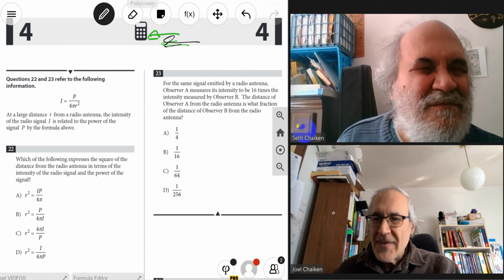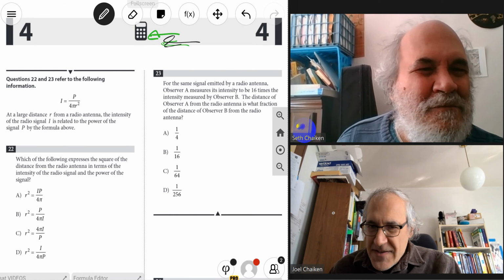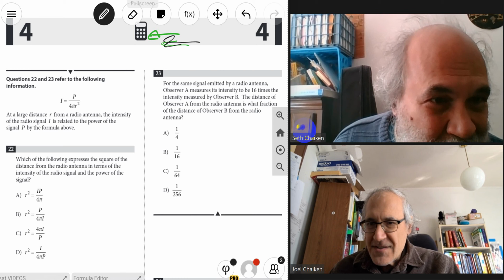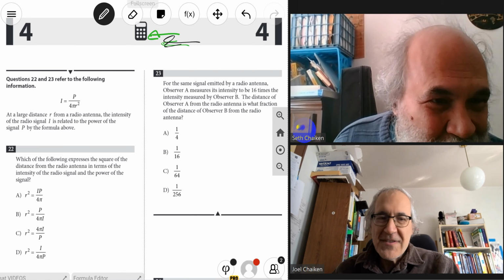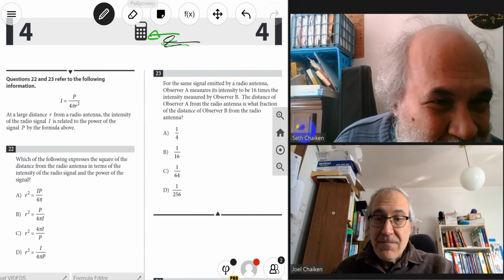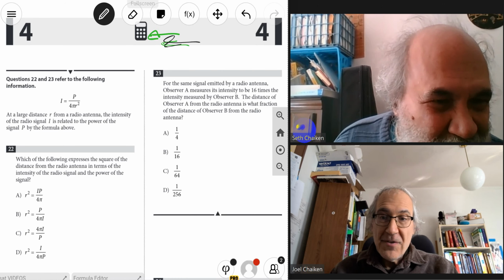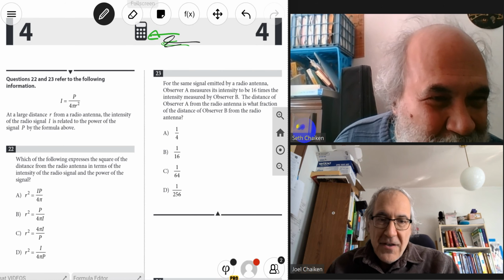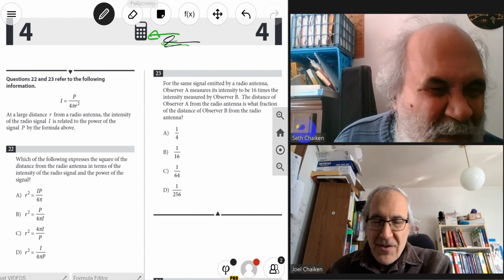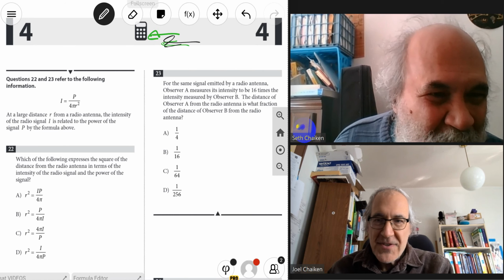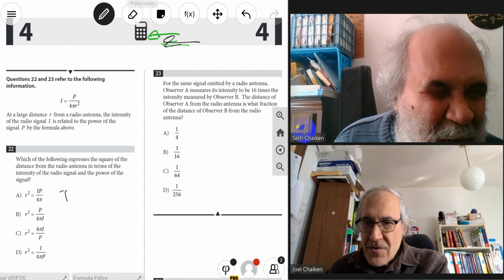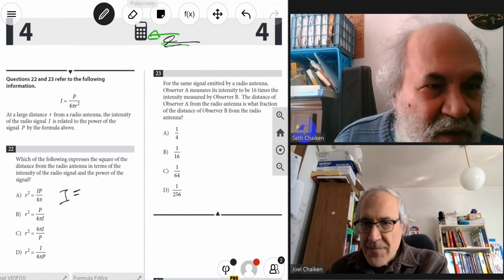Right, exactly. Which of the following expresses the square of the distance from the radio station in terms of the intensity of the radio signal and the power of the signal? This is what they normally call a literal equation. You have to solve for r squared. It's not that hard. There are two ways to do it. You can either cross multiply or multiply both sides by pi r squared. How should we do it?